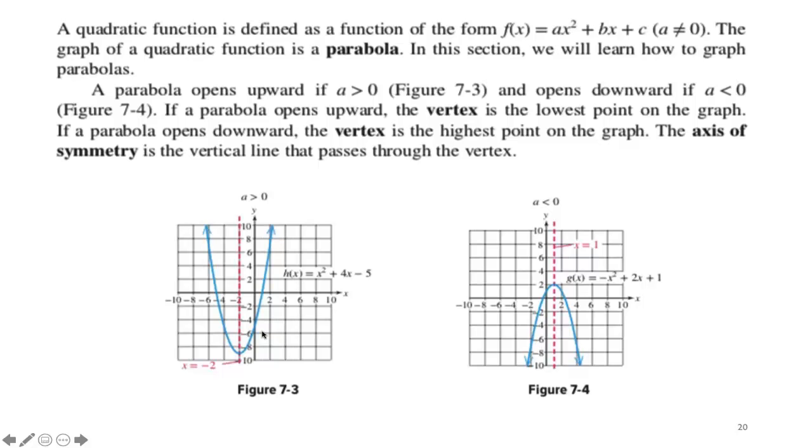And if it opens up, the lowest point is called the vertex. This is the vertex here. And if it opens down, the highest point is also called the vertex. I notice that this parabola is symmetric. If I cut it down right in the middle here and reflect it over that line, it's symmetric around that line, called the axis of symmetry. It's just that vertical line that cuts right in the middle.